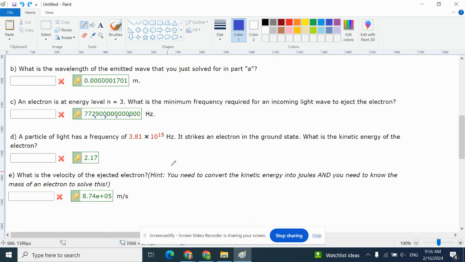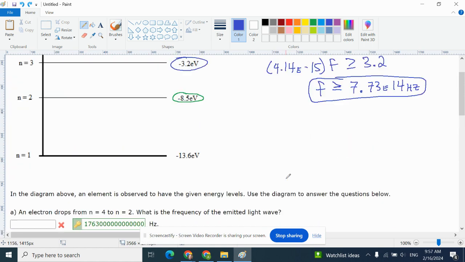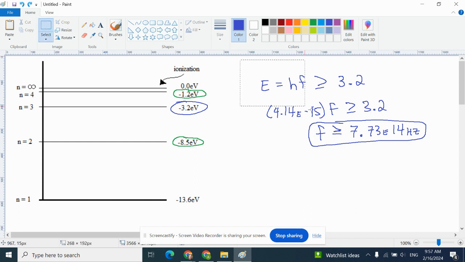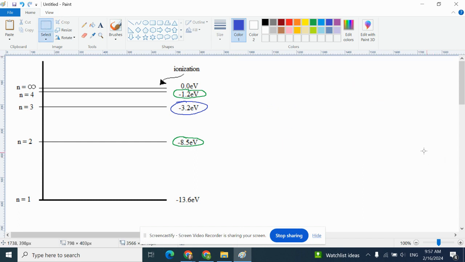Last two go together. D says the frequency of 3.81 e15 hits electron ground state. What's the kinetic energy? And then what is the velocity of the electron for part E? So get rid of this to clear some room. All right. This is where K equals hf minus work function comes in. This is the work function because we are in ground state.